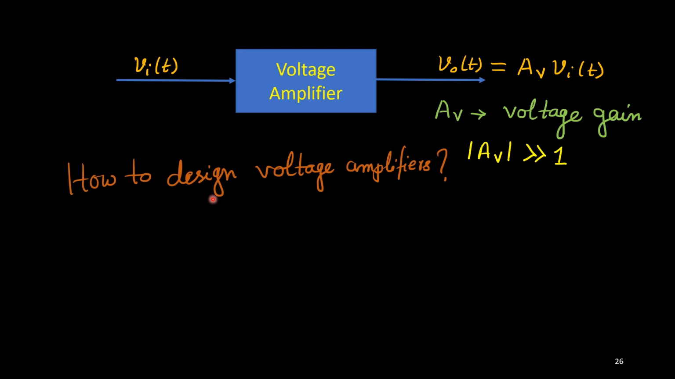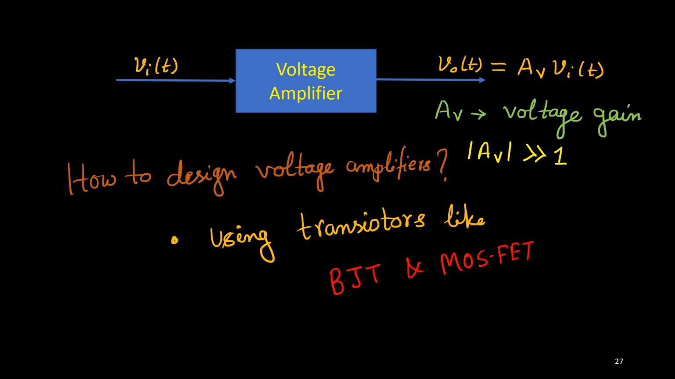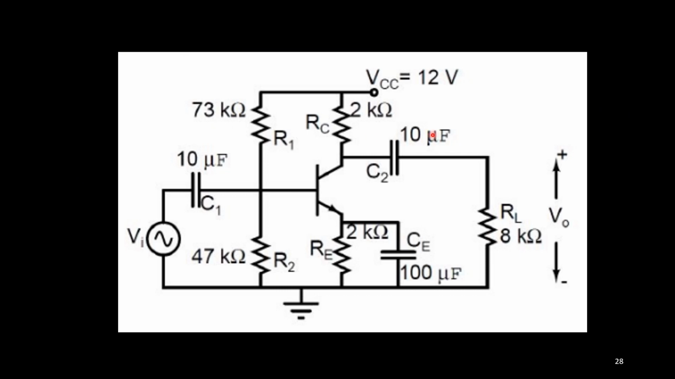Now, how to design the voltage amplifiers? We can design a voltage amplifier using transistors like BJT, bipolar junction transistors, or MOSFET, metal oxide semiconductor field effect transistors. So this is one circuit, a complete circuit for a voltage amplifier. Don't be scared about this circuit. It's not that difficult to understand, but this class is not for that. Here you will find lots of resistances along with the transistors, capacitors and Vi, the input source, all those things.